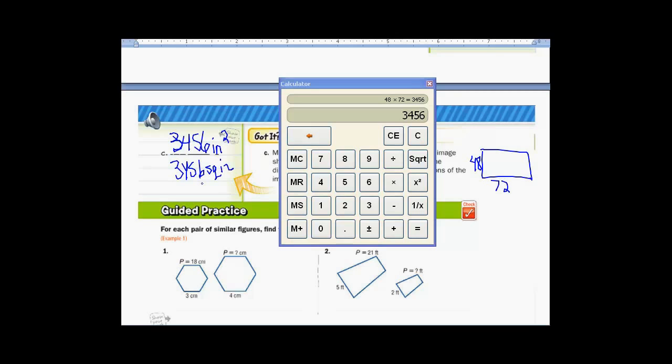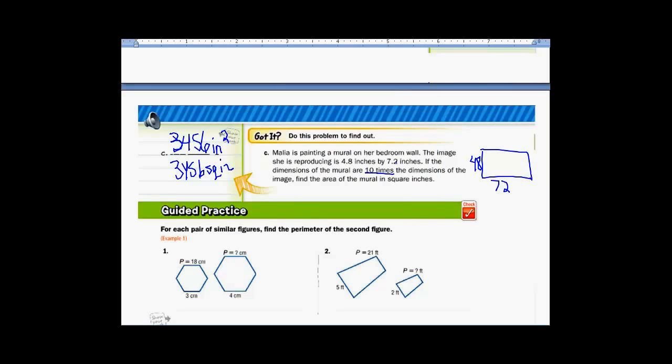3,456 square inches. Now, just for fun, let's just try it the other way. What if I did 4.8 times 7.2? And let's take that times 10. Yep, you're still off by 10. Right? Still off by 10. You got 345.6. So, didn't quite work, did it? Nope. So you have to make sure if it's 10 times the dimensions, multiply each of the dimensions first and then do it.